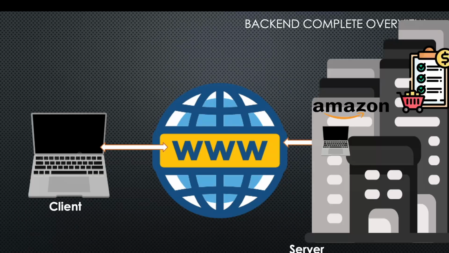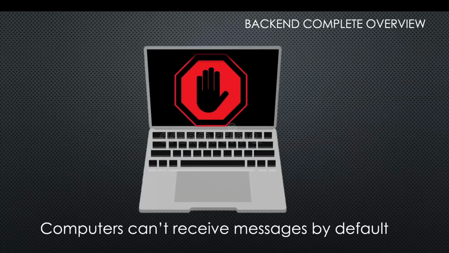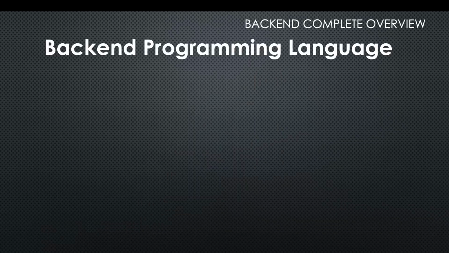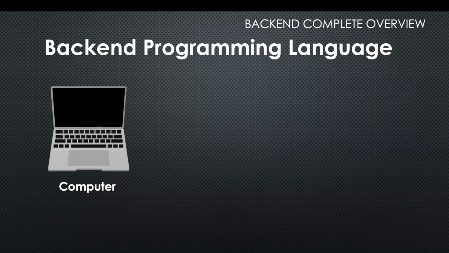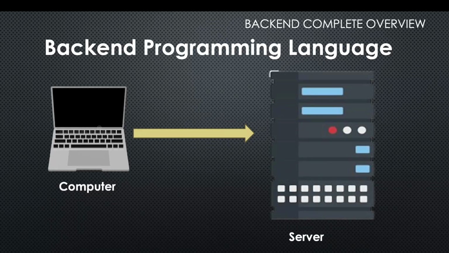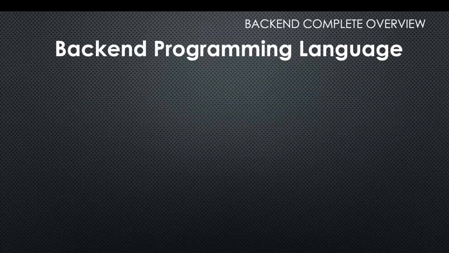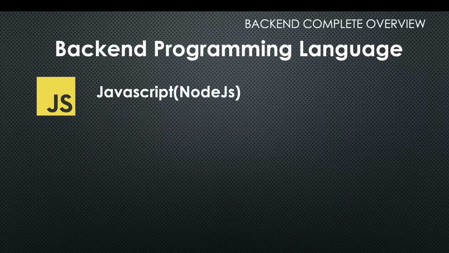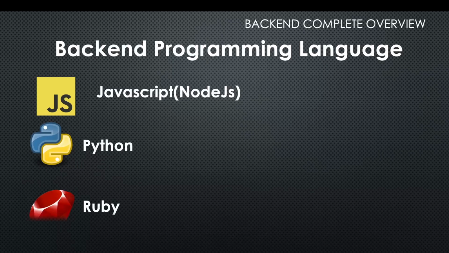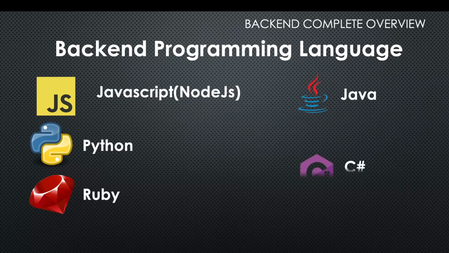But before this happens, computers can't receive messages from the internet by default. We have to program them to receive messages. To do this, we need a backend programming language. Almost every programming language has a feature that can turn a computer into a server and allows it to receive messages. Popular backend languages are JavaScript, known as Node.js, Python, Ruby, Java, and C#.